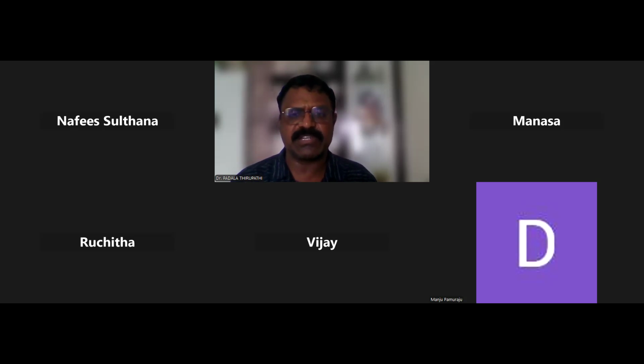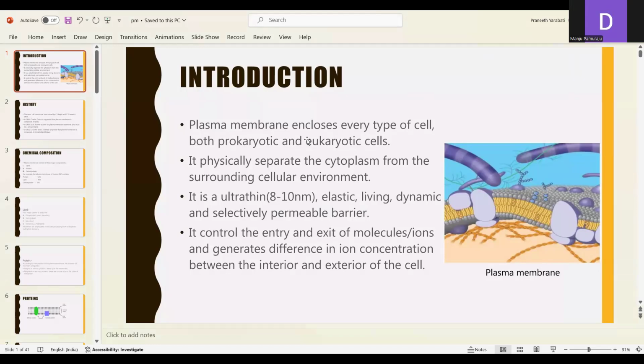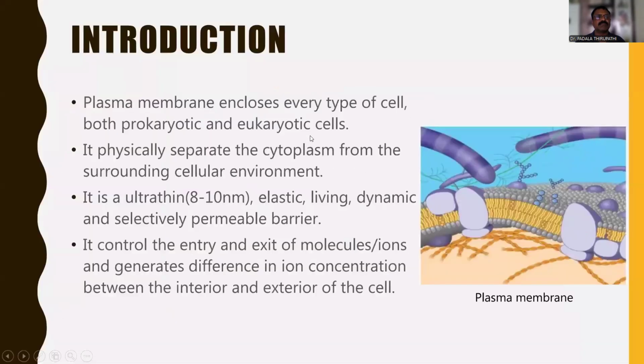Madam, please share your screen. Okay, thank you, sir. Sir, is it visible? Yes, madam, it's visible. Okay. So today we will discuss the models of plasma membrane. Before going to the plasma membrane models, please click on slideshow, madam. Okay, sir, is it okay?